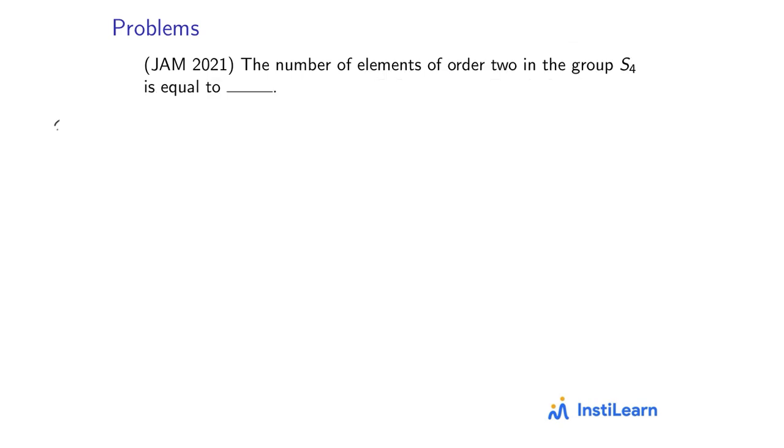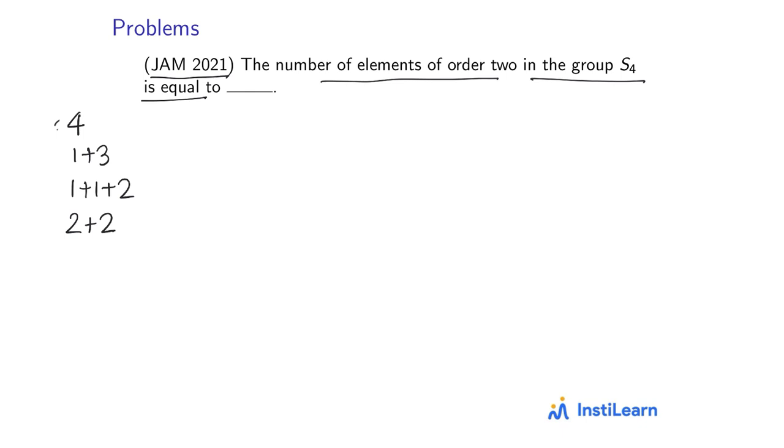Okay, so this next question came recently in January 2021, and it asks the number of elements of order 2 in the group S4. If we know the cycle structure or cycle decomposition of elements of order 2, then maybe we can find what those elements are. So the partitions of 4 are 4, 1 plus 3, 1 plus 1 plus 2, 2 plus 2, and 1 plus 1 plus 1 plus 1. These are the 5 partitions of 4.